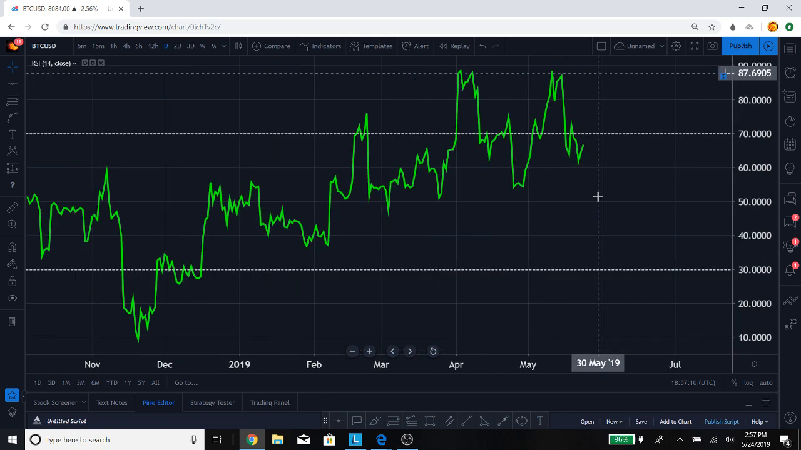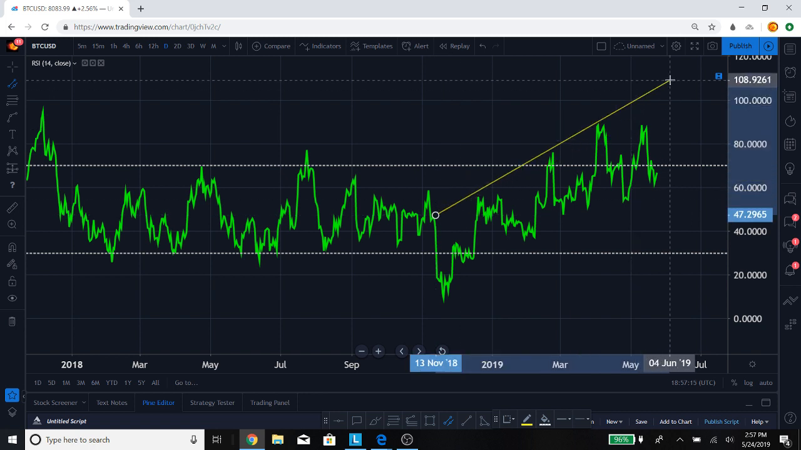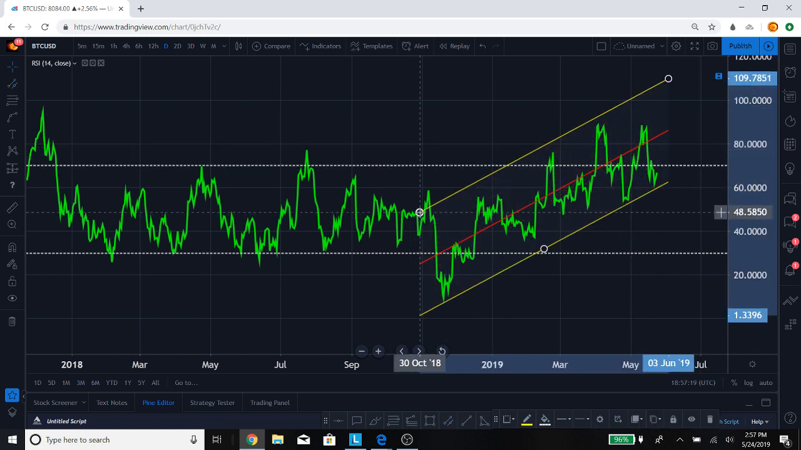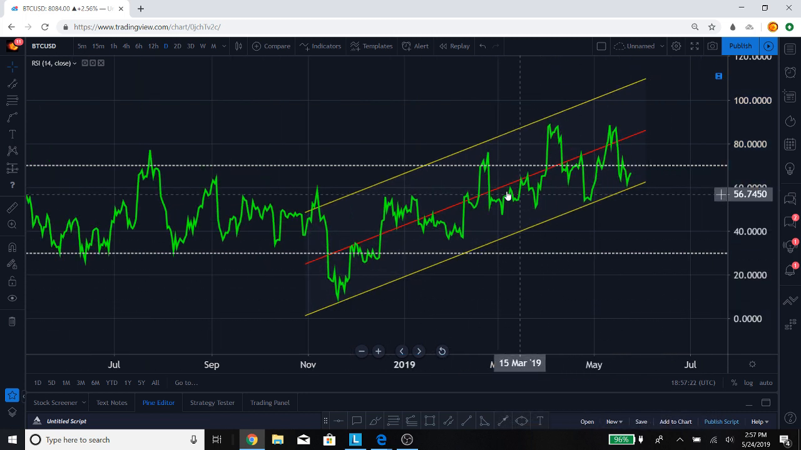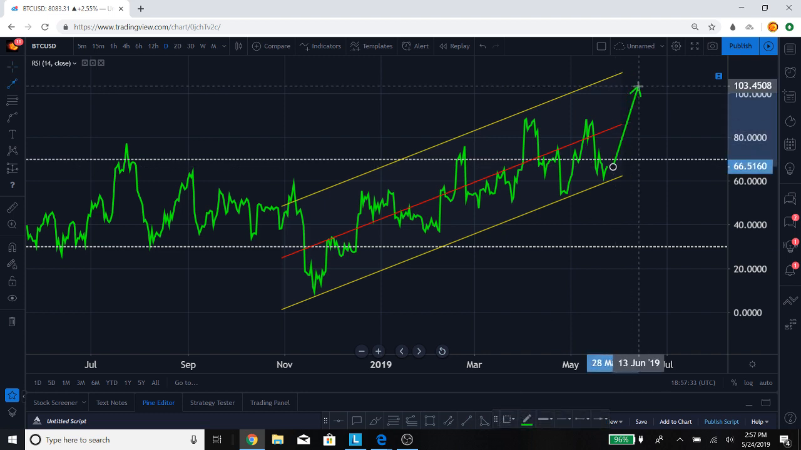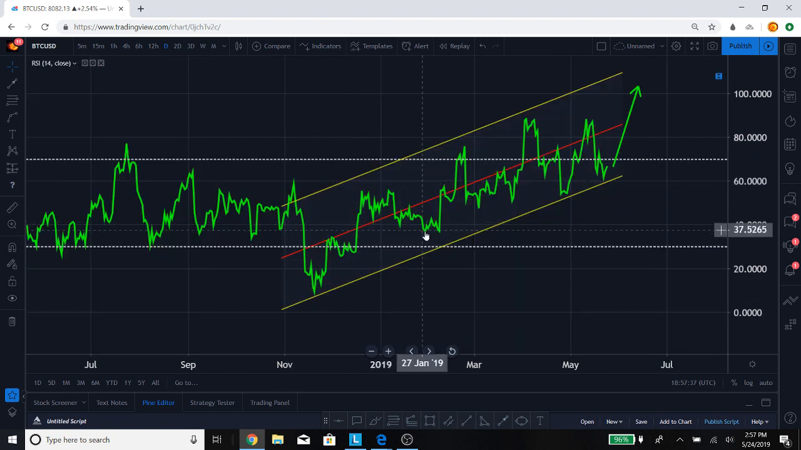Let's take a look here at our RSI. I keep seeing this channel here, right? And it's more or less been holding. Now, when we do get to this bottoming area here of our lower channel support, this is where we're supposed to bounce. This is where we're supposed to bounce and go on our next leg of bullish price action. Okay, so are we gonna do that? Because we've done that this time and last time and this time and this time. Although last time we didn't get as high.